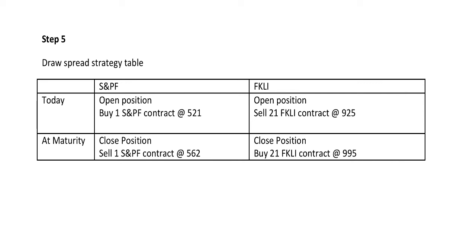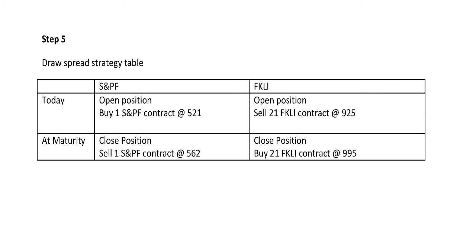Step number 5, you need to prepare your spread table. The spread table has 2 columns. The first column is for transaction in the S&P market. The second column is for transaction in FKLI. Today, you buy the outperform and sell the underperform. So you buy one S&P contract at price 521. At the same time, you sell 21 FKLI contracts at price 925. And then you hold those contracts until maturity.